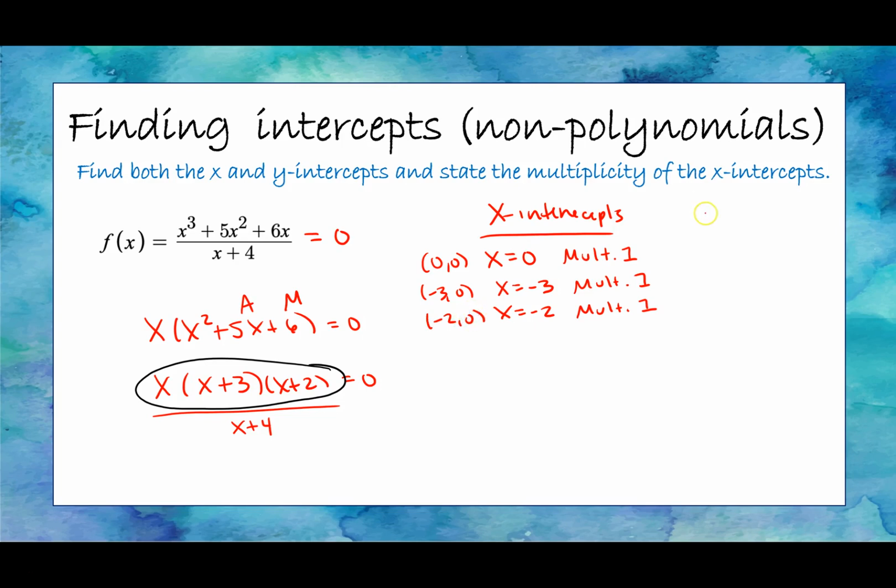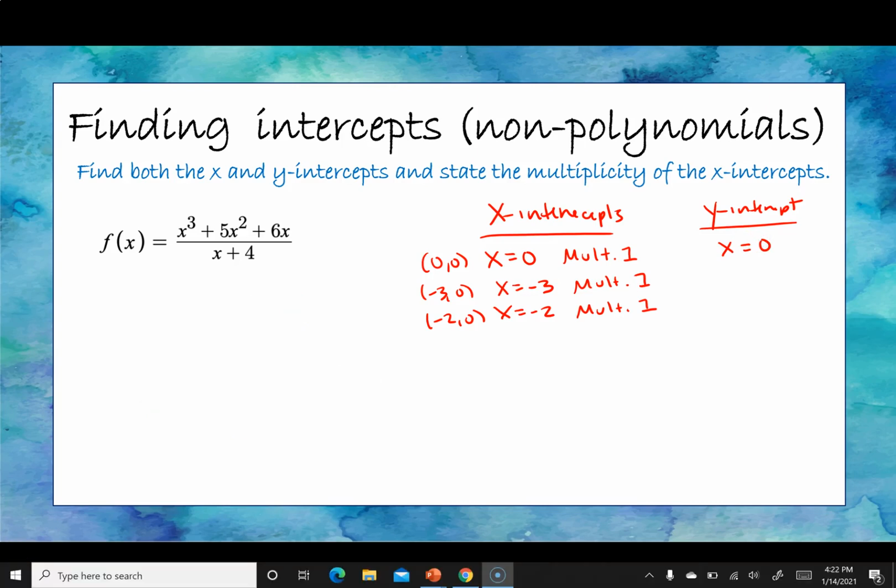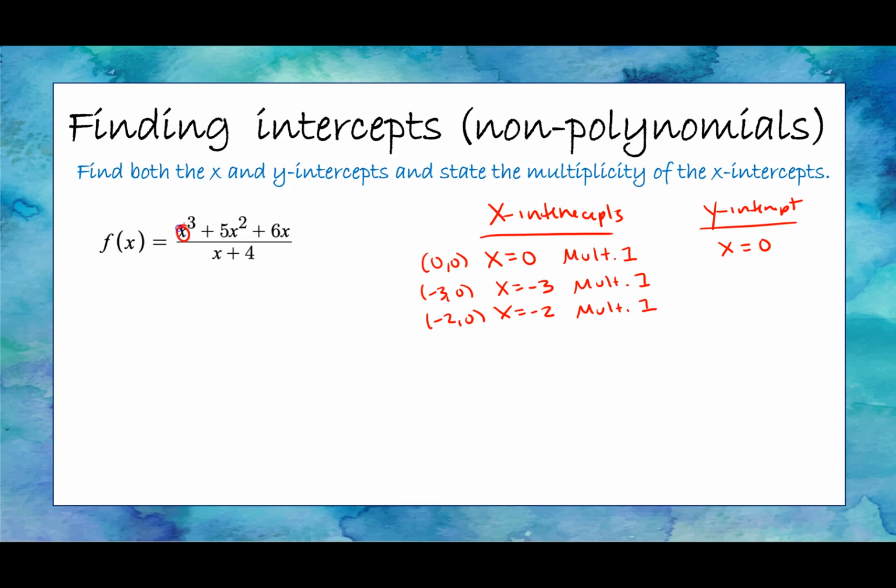All right, last is going to be our y-intercept, and that's the fun one, the quick one where I just let x equal 0. So plugging in, I'm going to have a 0 cubed plus a 5 times 0 squared plus a 6 times 0. And I really should put my parentheses, but that's going to give me a 0 divided by 0 plus 4, which is 4, equals 0. So that's the point 0, 0.